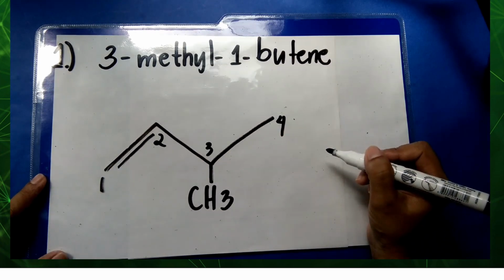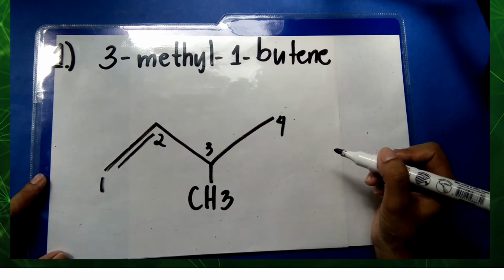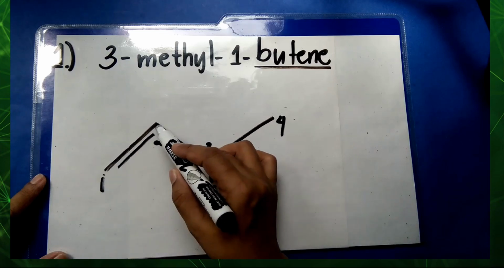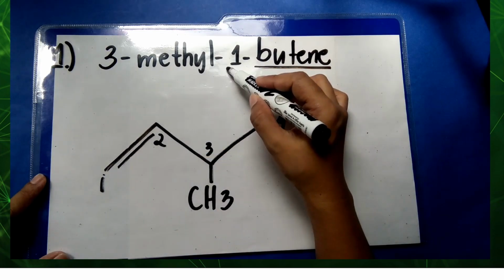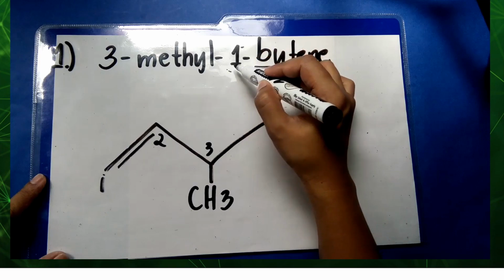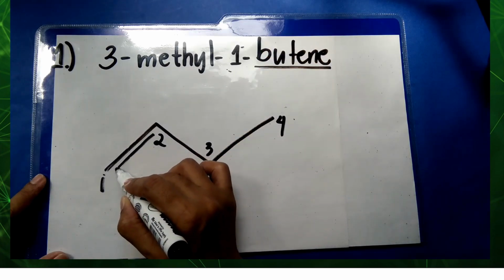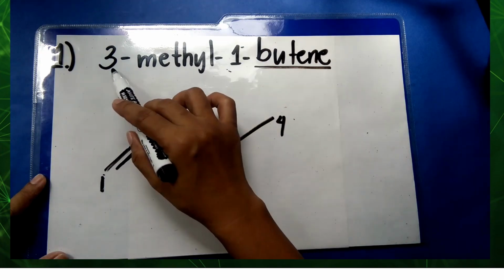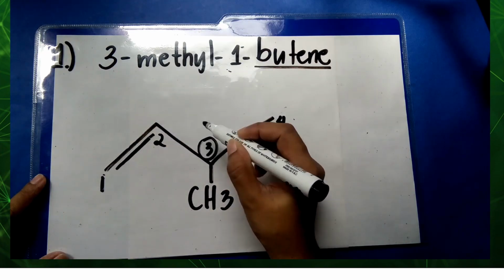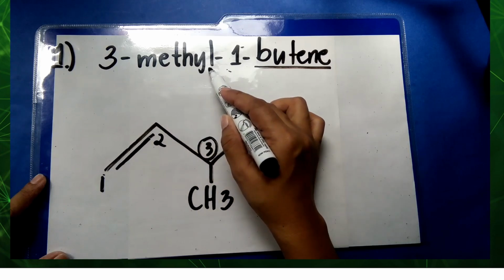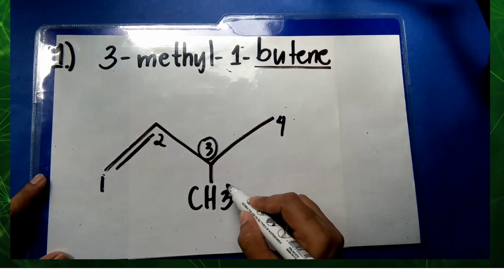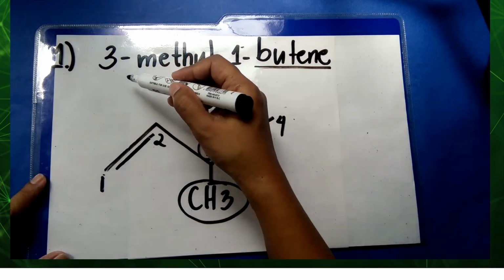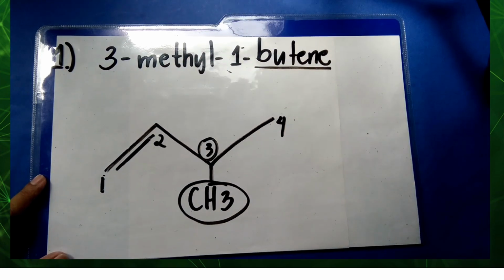So again, let us check if we got the correct structure. So the parent chain is butene. So 1, 2, 3, 4. The double bond is right here in the number 1 carbon atom. So here the double bond started at the number 1 carbon atom. And then on the third carbon atom right here, there is the substituent, an alkyl group, which is a methyl. And here is the methyl. So that is the structural formula for 3-methyl-1-butene.